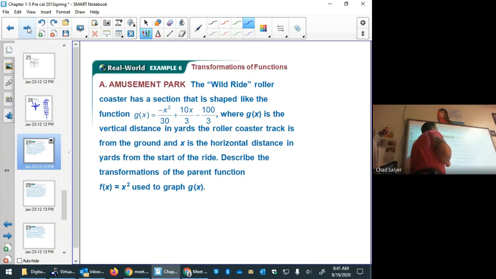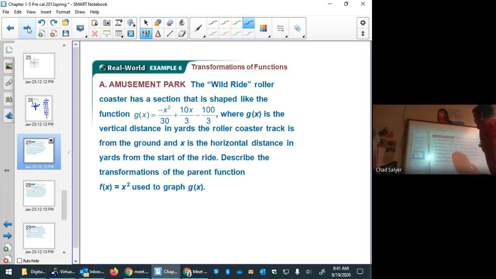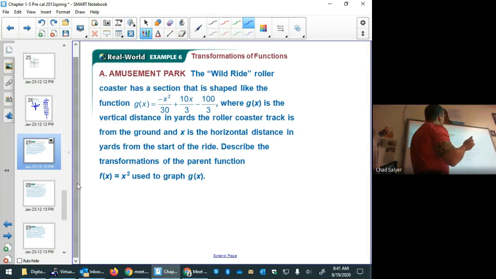Okay, let's talk about example 6, which relates to the transformation of functions. The Wild Ride roller coaster has a section that is shaped like the function g of x equals negative x squared over 30 plus 10x over 3 minus 100 over 3, where g of x is the vertical distance in yards the roller coaster track is from the ground, and x is the horizontal distance in yards from the start of the ride. So describe the transformations used. And they don't say graph it, they say just describe the transformation.